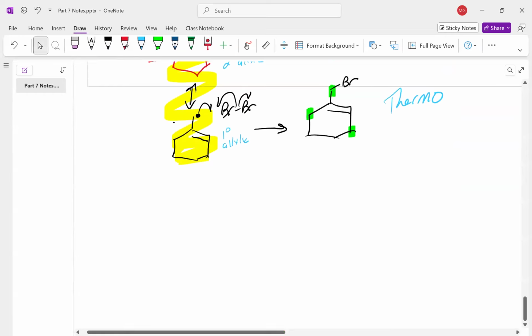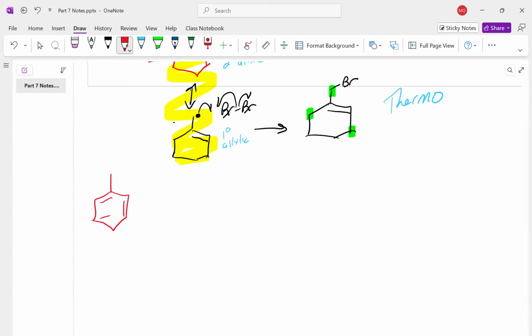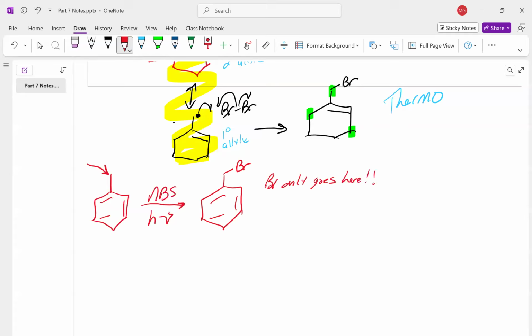Now, before I end, I want to talk just a little bit about a special type of radical bromination. That's when we deal with the benzylic bromination. With the benzylic bromination, the bromine prefers to go to the benzylic carbon because that radical is resonance stabilized, but you only get one product. The bromine only goes here, to the benzylic carbon, nowhere else on benzene.